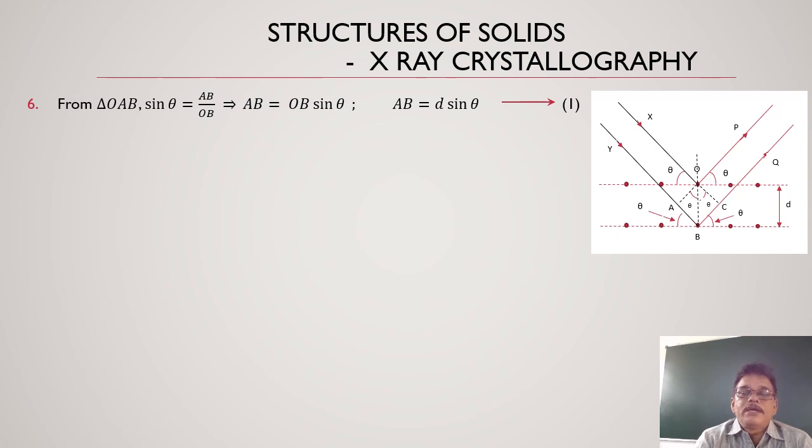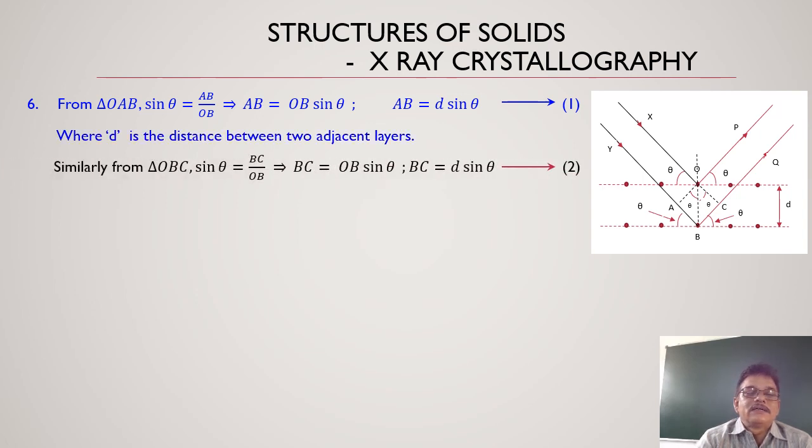From OAB, as it is a right angle triangle, sin theta is equal to opposite side length by hypotenuse, AB by OB. That means AB is equal to OB sin theta, or AB is equal to D sin theta, because OB distance is equal to D. So AB is equal to D sin theta, where D is the distance between the two adjacent layers.